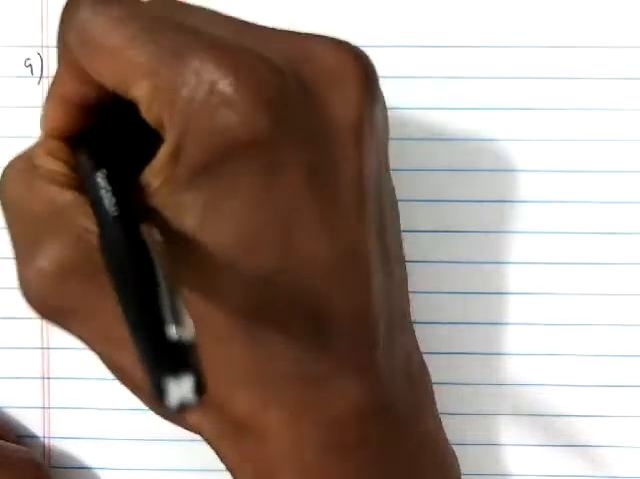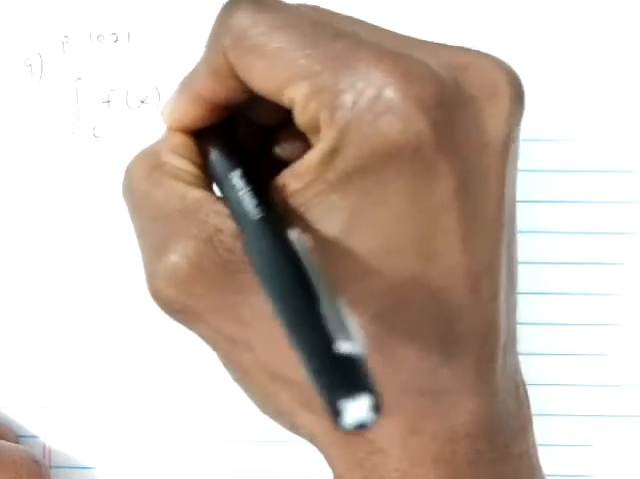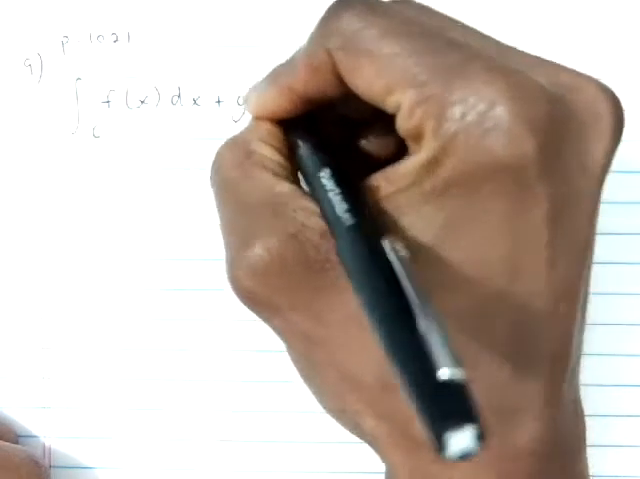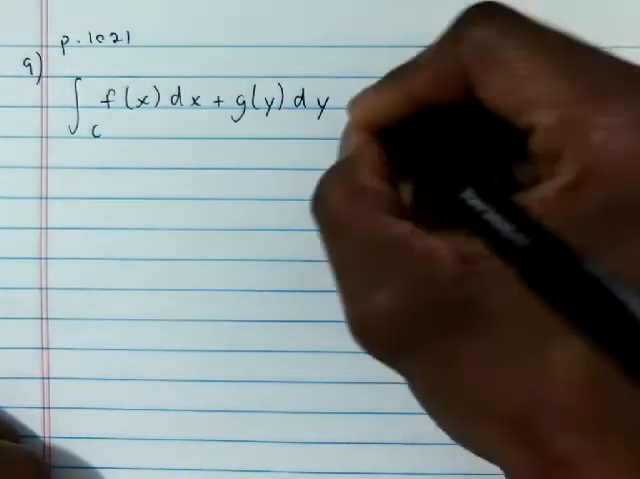Alright, we're going to conclude section 15.3 in this video, and we're going to work on exercise 9 on page 1021, which says, suppose that f, g, and h are continuous functions. Prove that the line integral over C of f of x dx plus g of y dy plus h of z dz is independent of path.